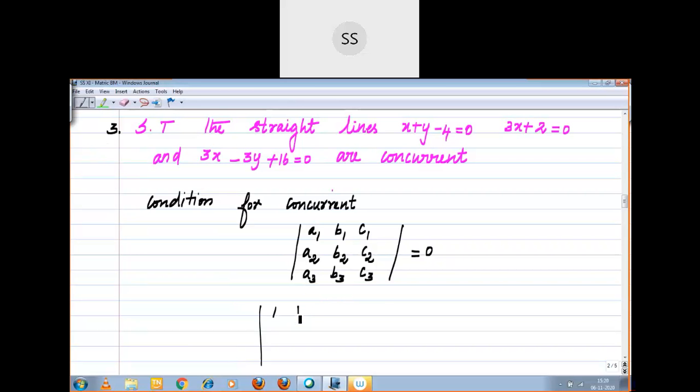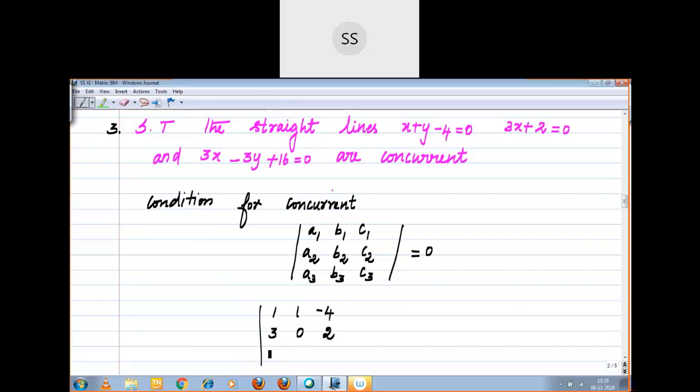Coefficient of y in the first line is your B1, so your B1 is 1. Constant in the first line is your C1, that is minus 4. Now, coefficient of x in the second line, second line is what? 3. Coefficient of y in the second line is your B2, that is 0. Constant in the second line is your C2, here it is 2.